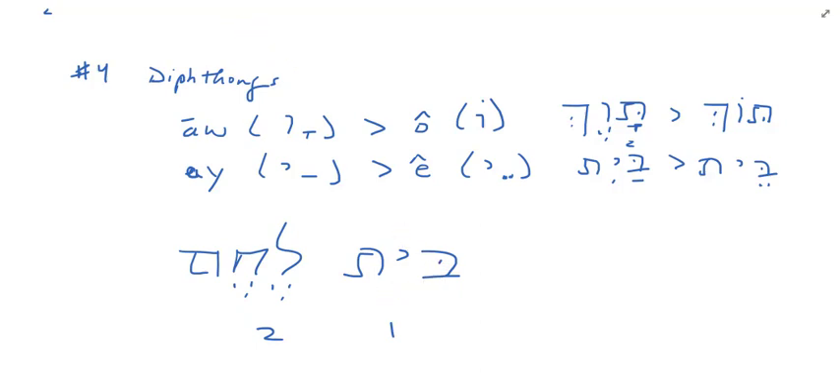It becomes beit. So the way to say house of bread in Hebrew is Beit Lechem. And that is the name Bethlehem that you know, right? Beit Lechem. The accent's going to be over here.